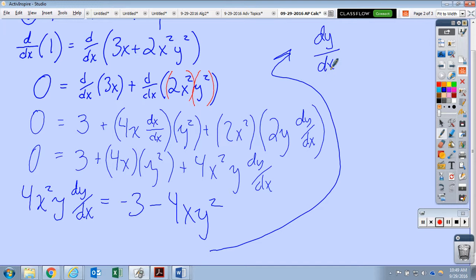Can the 4 be negative? No. Oh, you're really good. So can you cancel out these x's and y's?